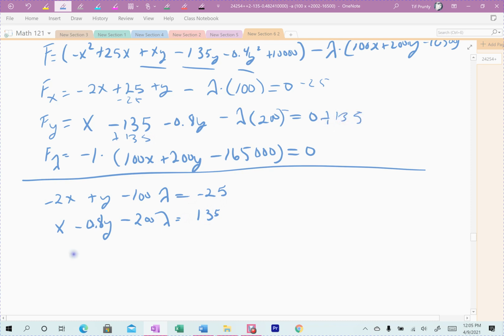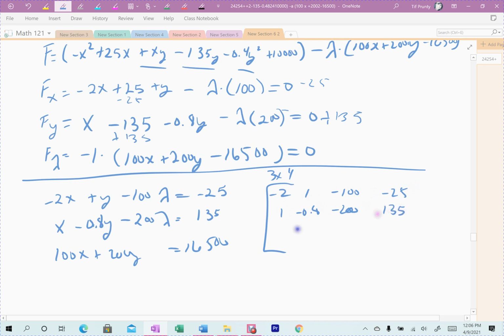And then the last one's always the constraint. So 100x plus 200y equals 16,500. And I keep adding an extra 0 here. 16,500. And so there's my 3x4 matrix. So again, just make sure you're careful when you type it out. The most common mistake students make is forgetting to move the constant over and making it the opposite sign.